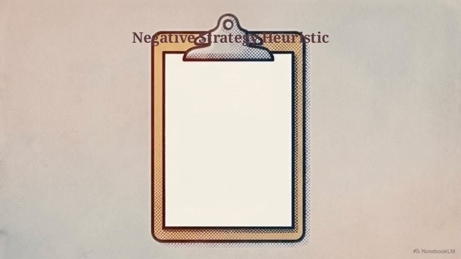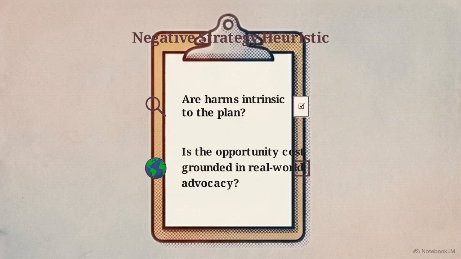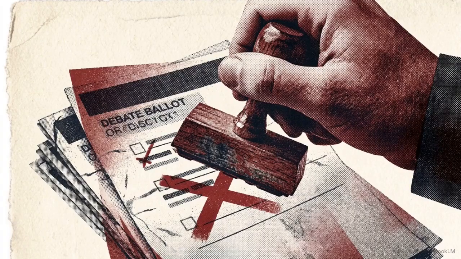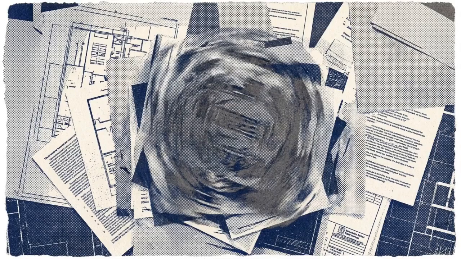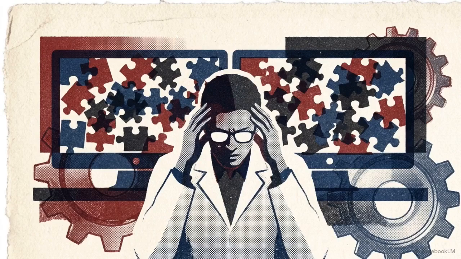We can evaluate any generic negative strategy using a simple two-part heuristic. 1. Are the harms intrinsic to the plan? And 2, is the opportunity cost grounded in real-world advocacy? Judges should disregard negative claims that fail this test. Arguments that rely on contrived comparisons do not reflect the literature, because no actual researcher evaluates policy that way.